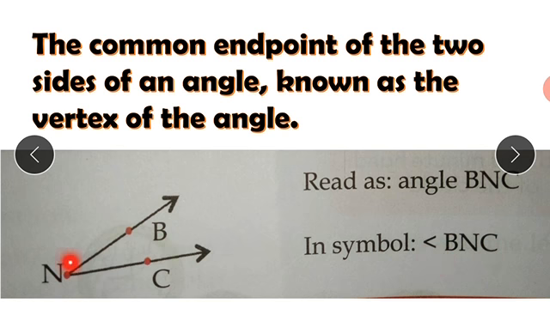We have a device used in measuring or drawing angles, and that is what we call a protractor. From 0 to 180, the unit is degree. You can see this one. The unit we use in angles is degree. To measure an angle, follow these steps.